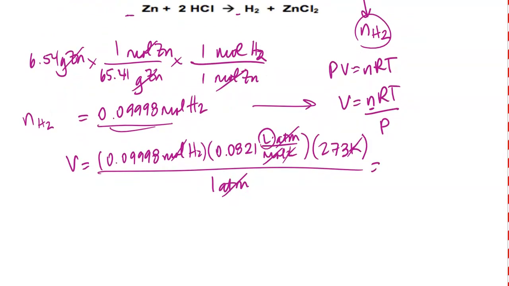And so if I go ahead and do that math, take the 0.0998, multiply it by 0.0821 times 273, basically I get 2.24 liters of hydrogen gas. And so I could solve the problem this way, but believe it or not, there's a bit of a shortcut, all right? And I wanted to make sure that you guys were aware of this particular concept.